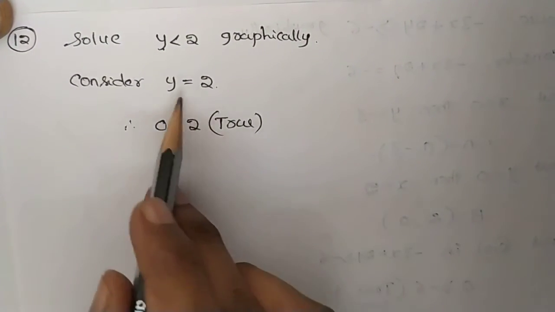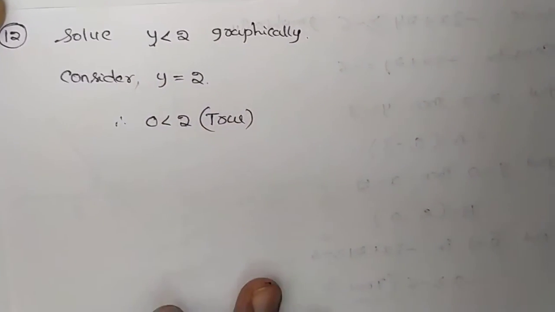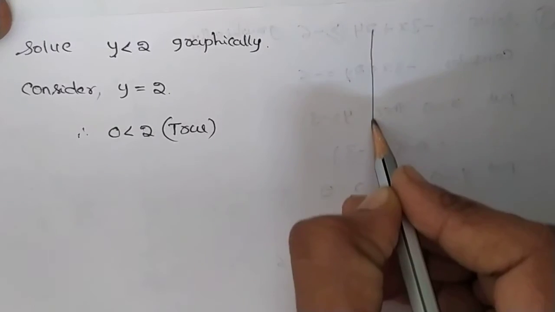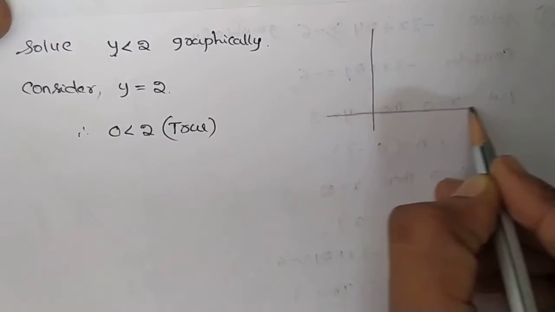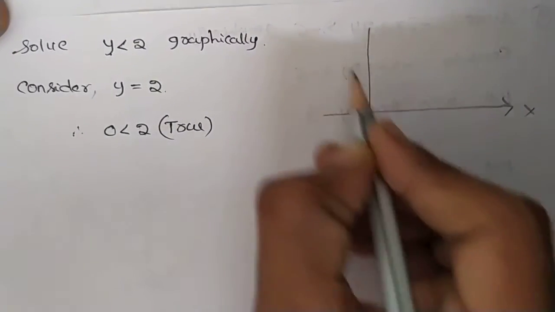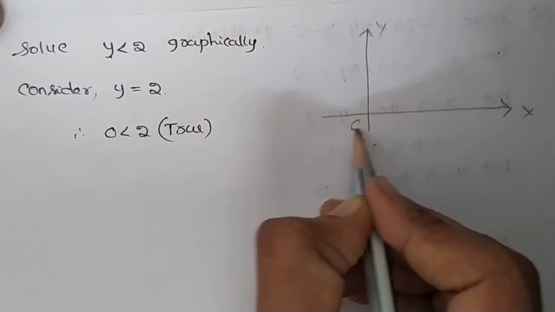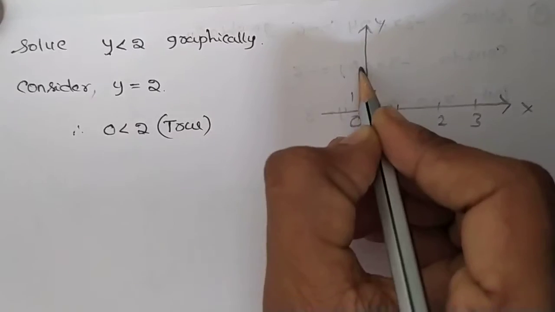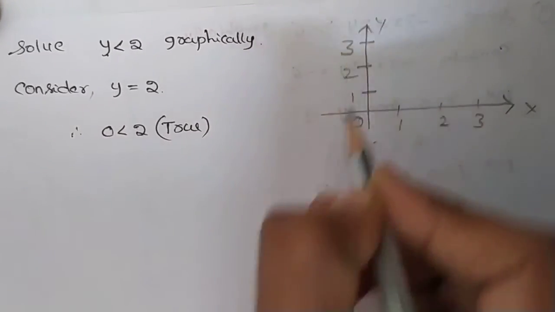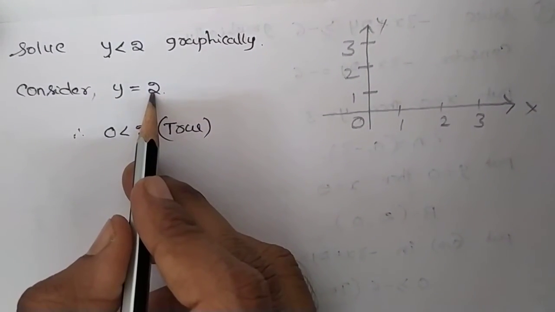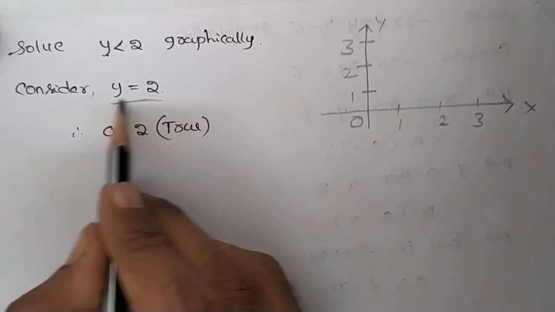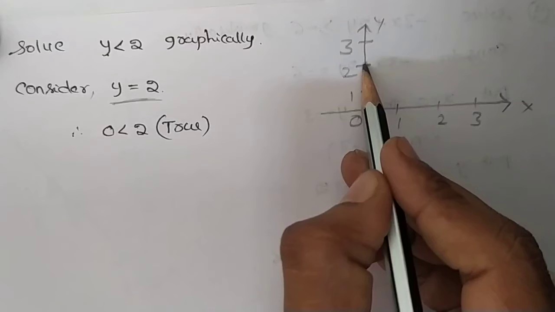Already we know where the line y equals 2 will come. Take the x and y axis: x axis, and it is the y axis, 0, 1, 2, 3, 1, 2, 3. Where will y equals 2 come? It is the line y equals 2.